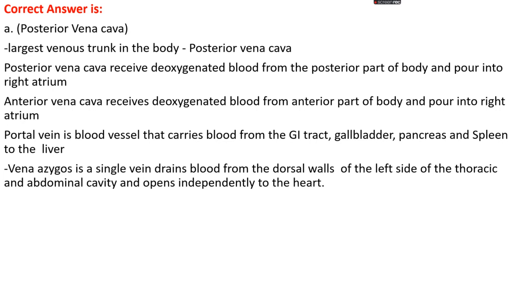The portal vein is a blood vessel that carries blood from the GI tract, gallbladder, pancreas, and spleen to the liver, while the vena azygos is a single vein that drains blood from the dorsal wall of the left side of the thoracic and abdominal cavity and opens independently into the heart.